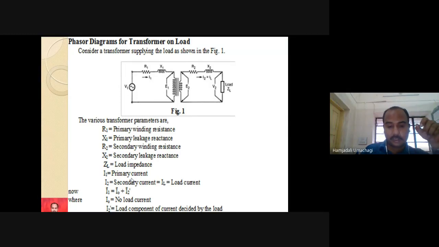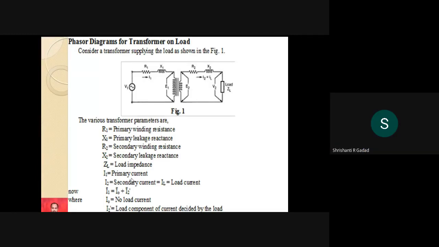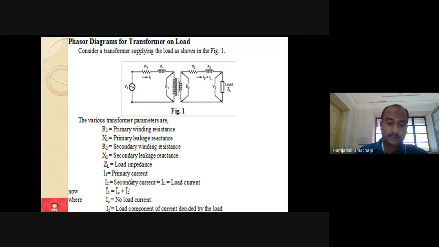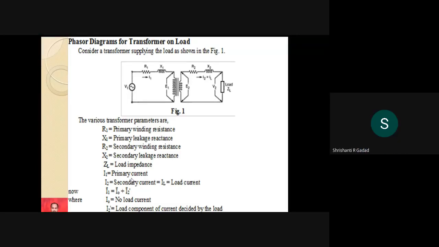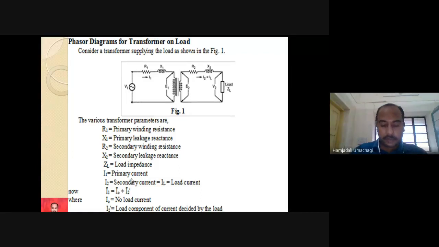If it is given as voltage, then K is equal to what? V2 by V1. In terms of current? I2 by I1. No, in terms of current, it will be I1 by I2. So in terms of current, it will be I1 by I2. In terms of voltage, it will be V2 by V1. In terms of number of turns, it will be N2 by N1. This you have to remember.